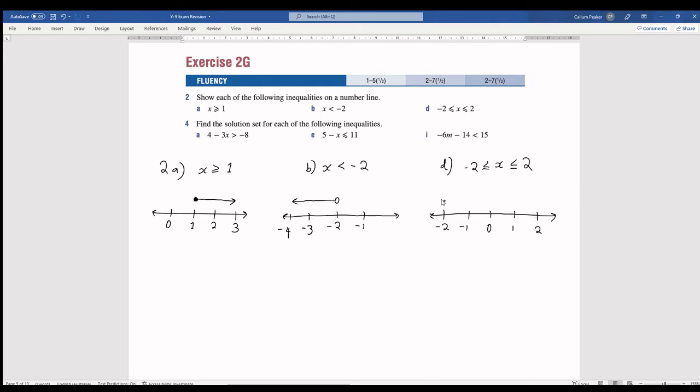Negative 2 is a less than or equal to, so I fill that in. And it's not an arrow because it doesn't go on forever, it keeps extending all the way up to 2, and I fill in my bubble there as well. So that is how you would represent this on a number line.